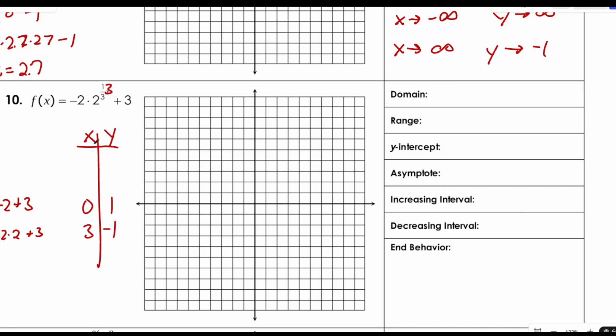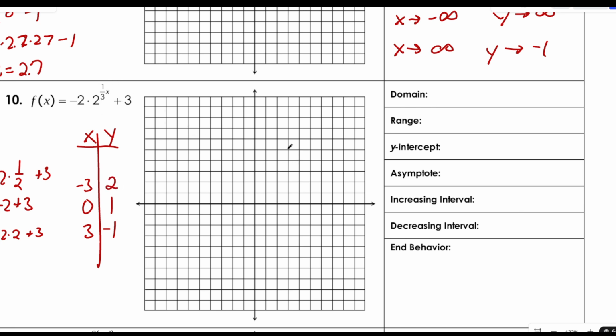I guess I'll go the other direction. Negative 1's not good, so I guess I'll go negative 3. See what happens. Negative 2 times 2 to the negative 1 plus 3. So that's 1/2. 2 to the negative 1 is 1/2. And that's just negative 1. So plus 3 is 2.